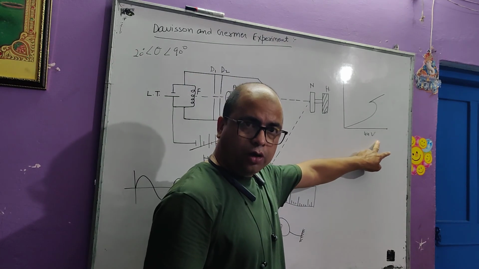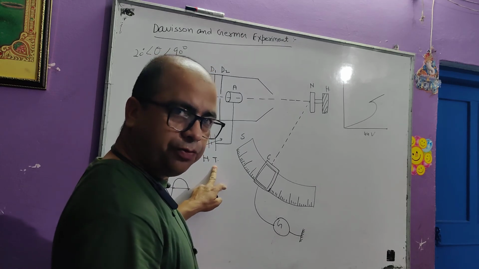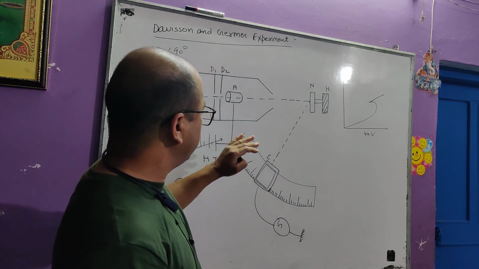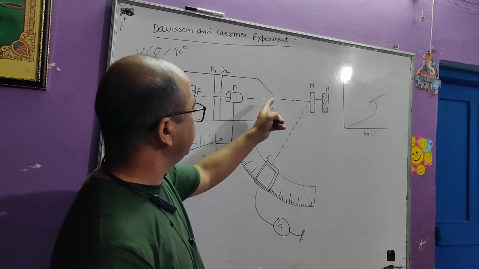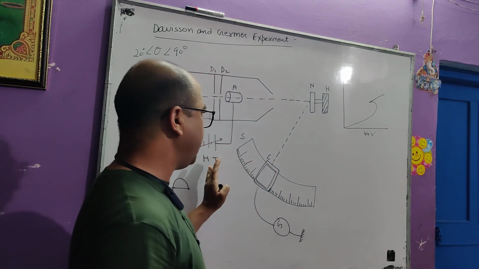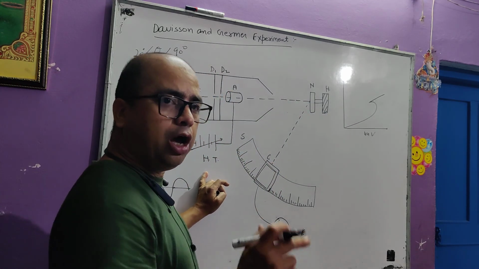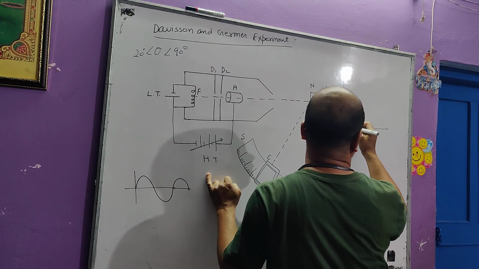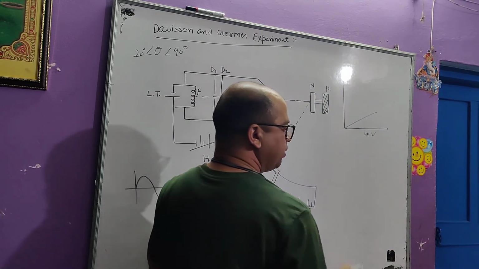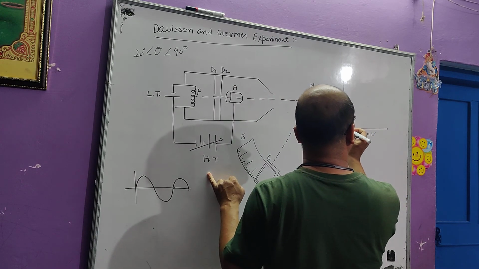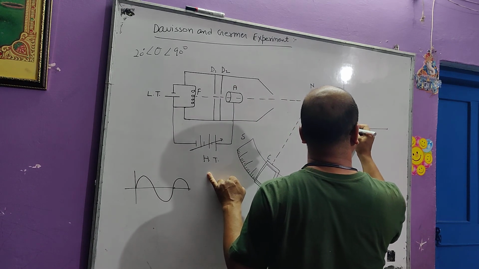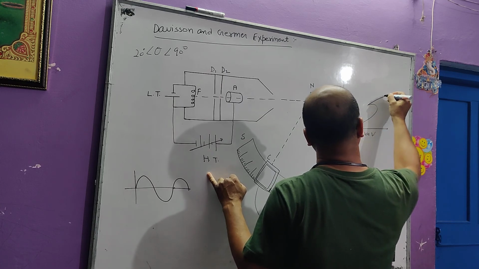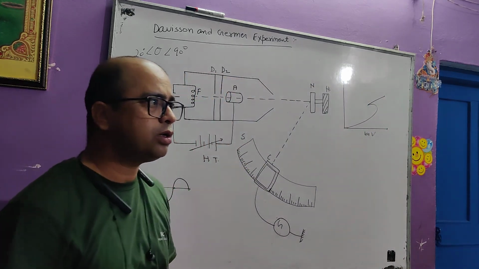When the applied potential was 44 volt, the curve between the intensity of the electron beam and the potential, up to 44 volt, was almost linear. But at 44 volt, Davison and Germer found that a sudden bump appears.